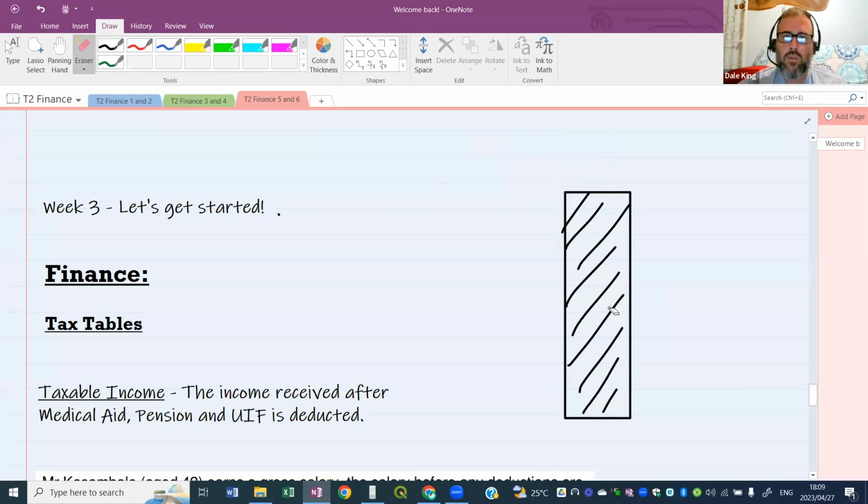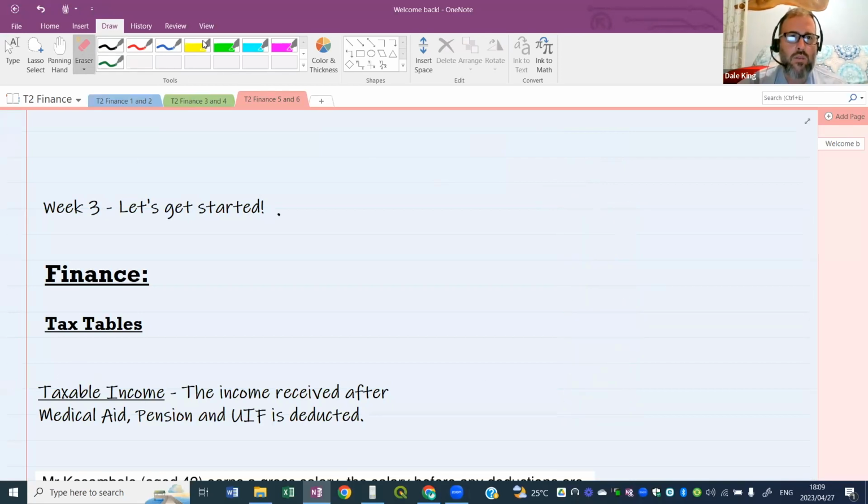So you can see here at the bottom on the left-hand side, it says taxable income. The income that is taxable, in other words, the income that will be taxed, is the income received after medical aid, pension, and UIF is deducted. So you get a whole lot of money coming in. It could be basic salary, medical aid, pension, etc. And they're saying, all right, that portion is going to medical aid, that's going to pension, that's going to UIF. We will not tax that. We will tax you on what's left behind.